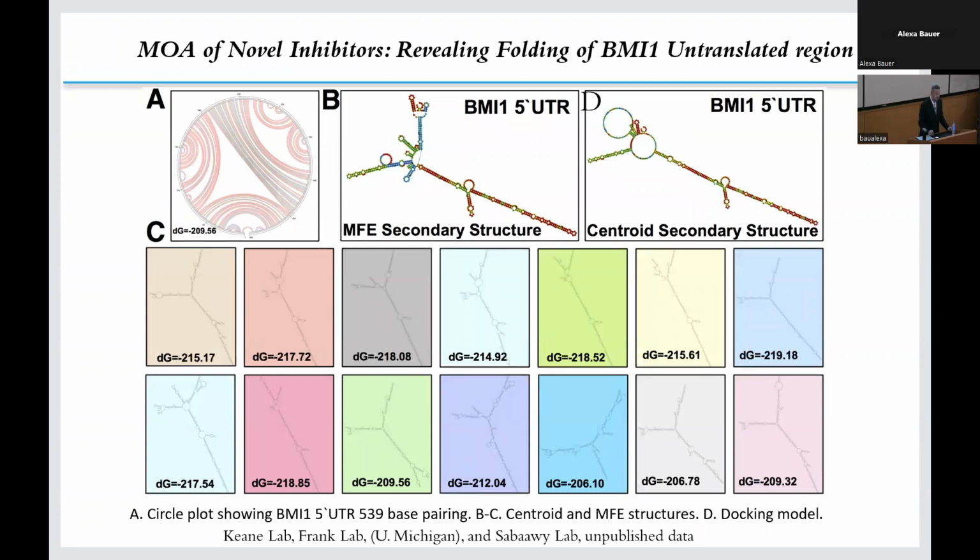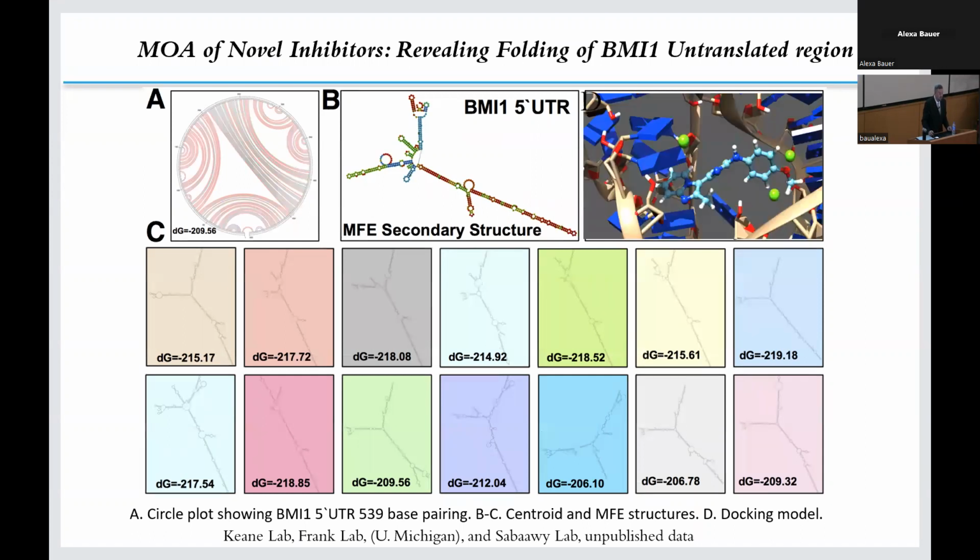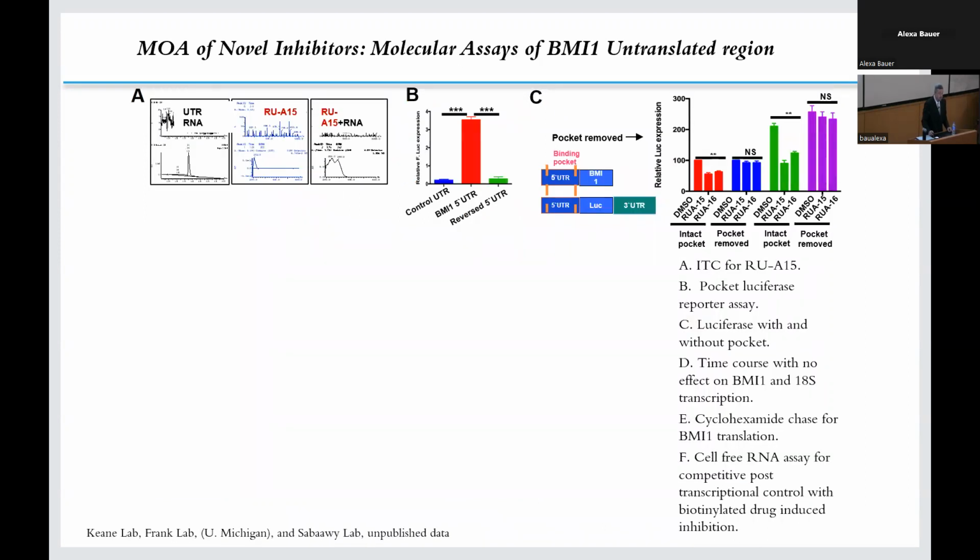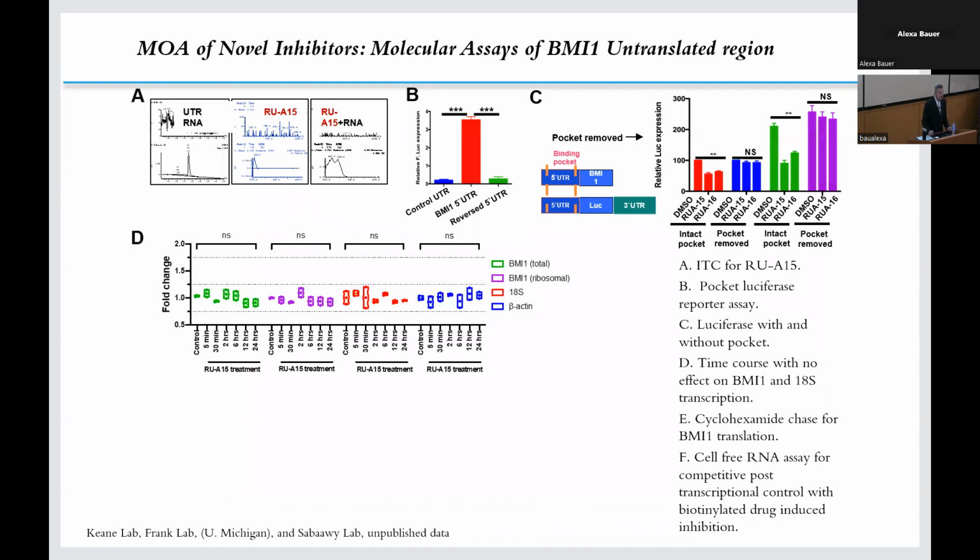So we have ongoing studies in collaboration with the Kane lab at University of Michigan, and a new collaboration here with the Kieft lab, where we want to be able to show the direct binding of the inhibitors to the UTR. Some preliminary data, isothermal titration calorimetry, direct luciferase assays. So we identify the binding pocket for this compound. If we remove it, we see loss of activity.